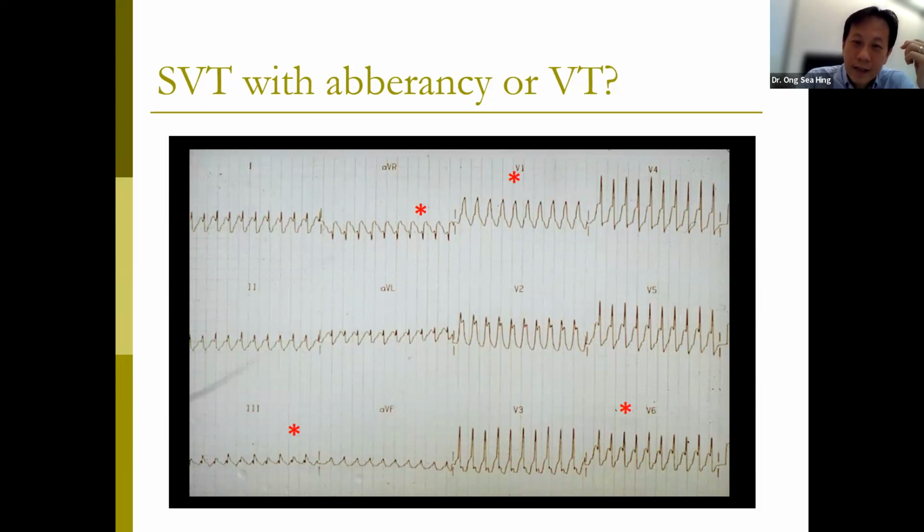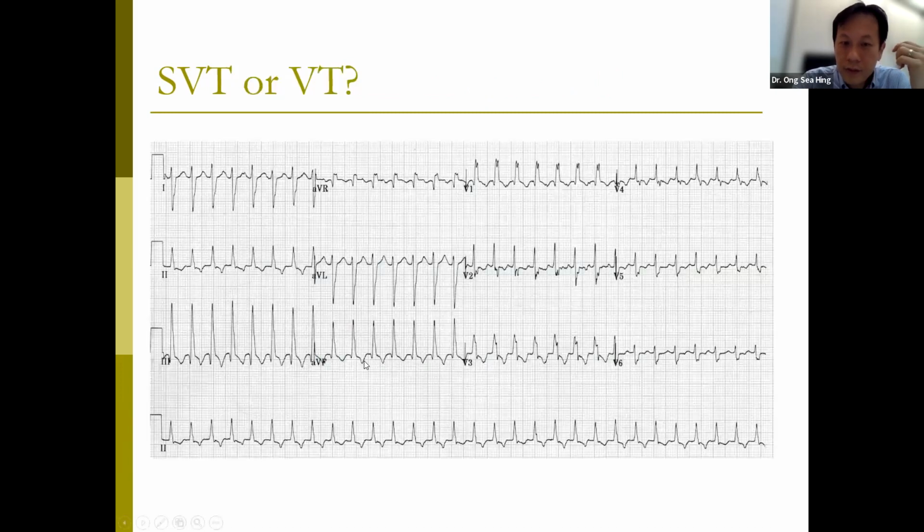Okay, and this ECG. Is this SVT or VT? Number one, you look at V1 and V6. This looks like a right bundle branch block pattern. It looks quite typical of a right bundle branch block, but you see the first R wave is taller than the second R wave, and the QRS is not very broad. Okay, it's broad enough to say that this is not a narrow complex tachycardia. It's a little bit of a borderline broad complex tachycardia.